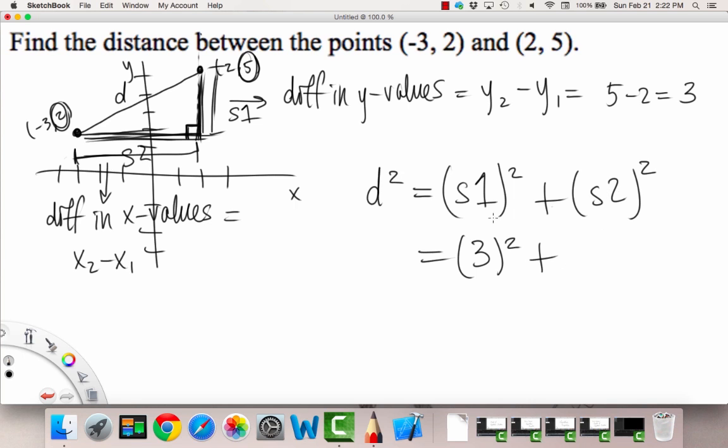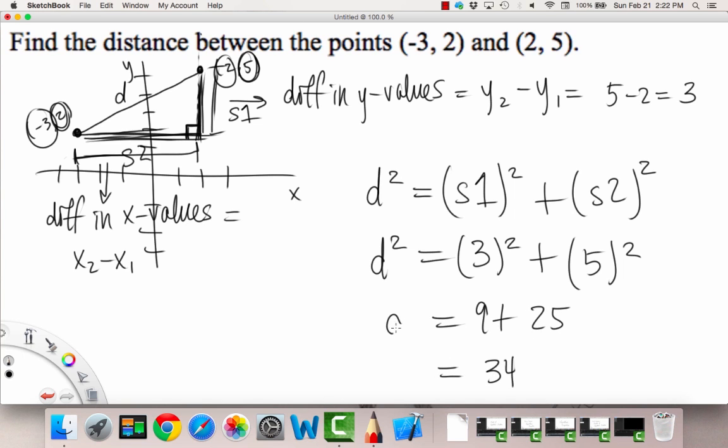Now let's find s2, the difference in x values. We have 2 minus negative 3, which is 2 plus 3, giving us 5. Then for d squared, on the right side we get 9 plus 25, which is equal to 34. So d squared is equal to 34, which means that d has to equal the positive square root of 34.